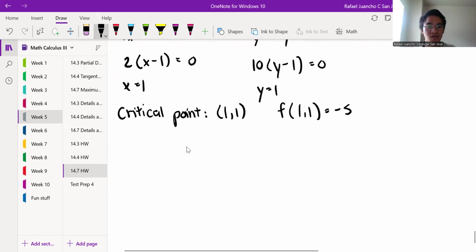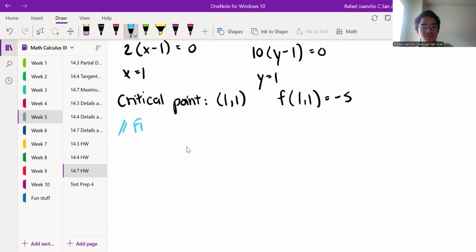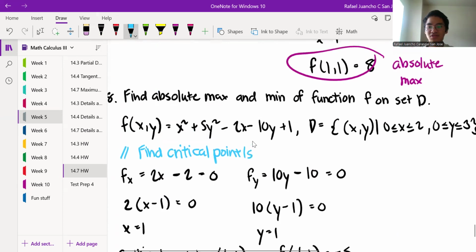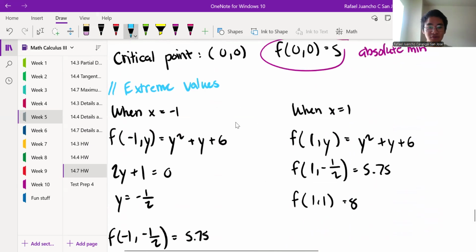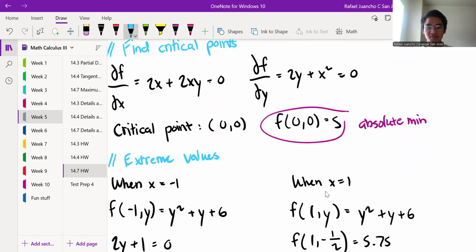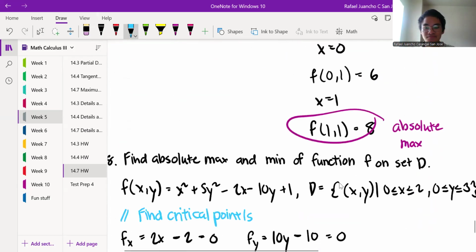Okay, what's the next step? Extreme values. What do I mean by extreme values? Here we look at endpoints, we look at maximums, we look at minimums at each of these critical values. So let's look at the domains here. Here we see a couple of cases. Let's start with the x cases, right? So what are the x cases?